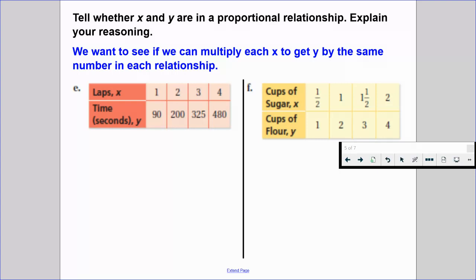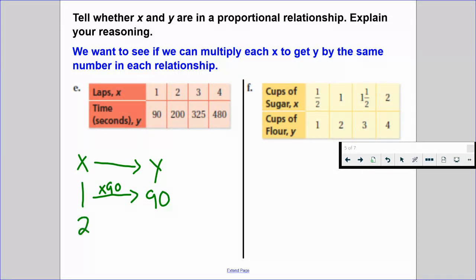If I take my x value and I multiply it by a number, I should get the y value. And that same number should appear every single time. So if we have an x value of 1, we have the y value of 90. Well, I multiplied by 90. That means one lap took 90 seconds. So that means I should be able to multiply by 90 each time in every relationship.